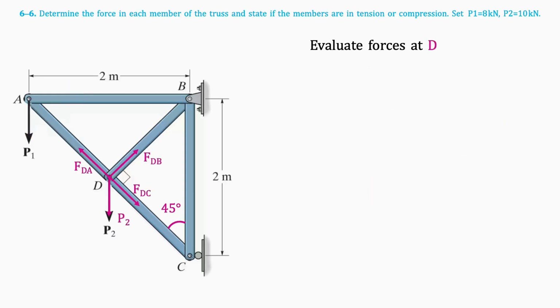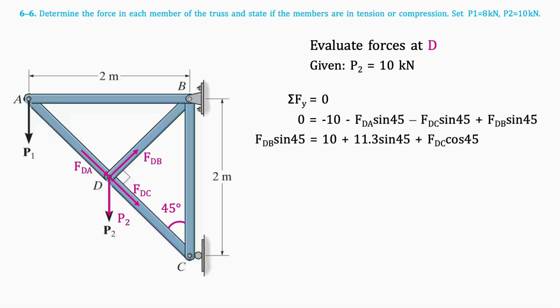Now we'll evaluate the forces at joint D. Remember to flip FDA since we determined it to be a compression force. Given that P2 is 10 kilonewtons, we can write an equation for the sum of vertical forces as shown. Isolating for FDB, this equation still contains 2 unknowns. Recall that solving for 2 unknowns requires 2 equations. Currently, we only have 1, so we can write another for the sum of the horizontal forces.